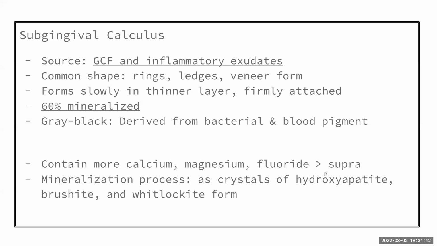Now, unlike the supragingival calculus, remember how much that was mineralized? 30%. Subgingival calculus is mineralized 60%. So the more it's mineralized, the harder it is. So think about subgingival calculus, it's twice as hard or dense as supragingival calculus, and it's subgingival, so you can't reach it because you've got gum tissue in the way. But 60% mineralized, it contains more calcium, magnesium, as well as fluoride, okay?